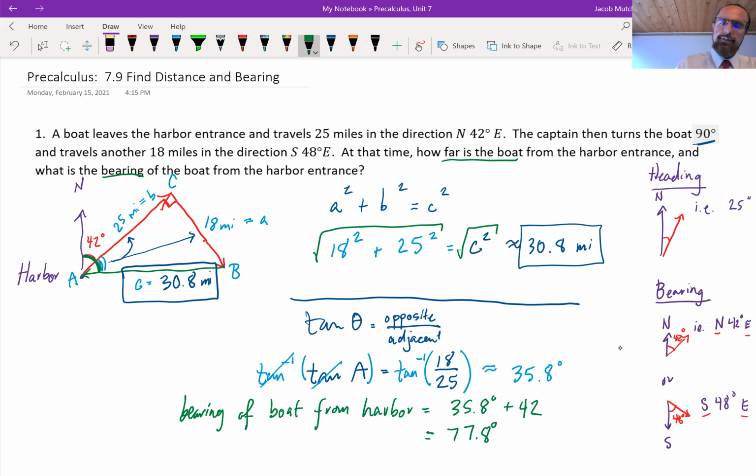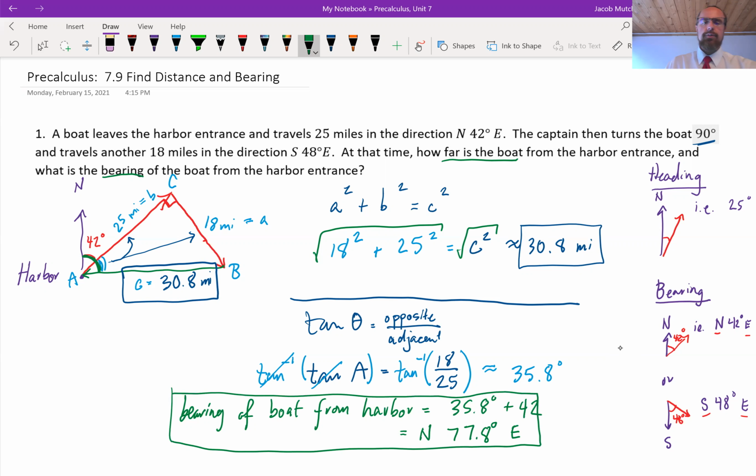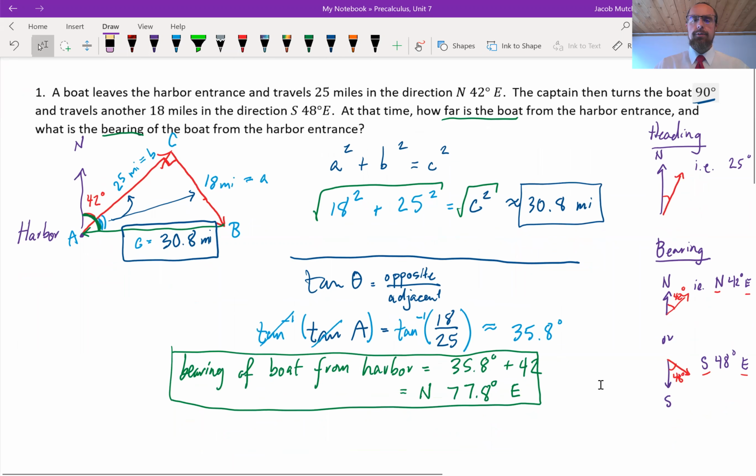And I need to really mark that in this bearing format. So I had started off from due north. So that's how I'm going to begin my bearing here. It's going to be north 77.8 degrees east. And we'll box our bearing there. That completes our two tasks for this question. We were looking for the distance of the boat from the harbor and also the bearing of the boat from the harbor entrance.